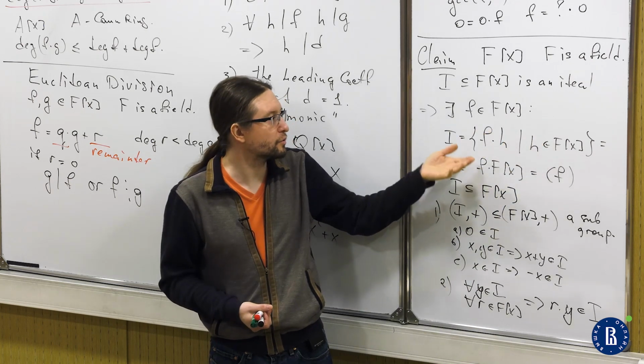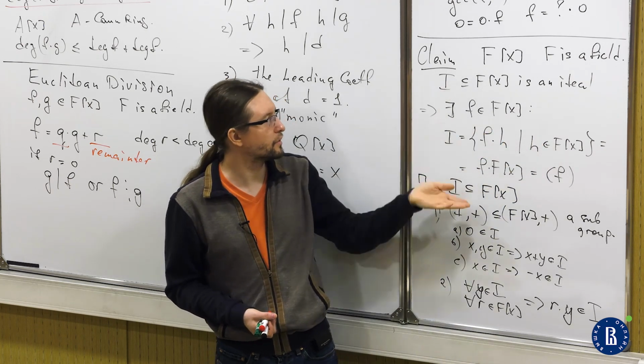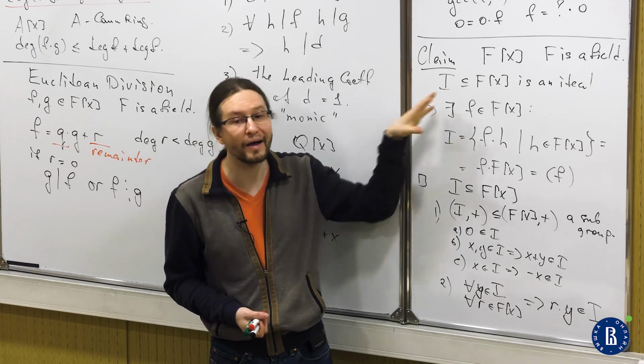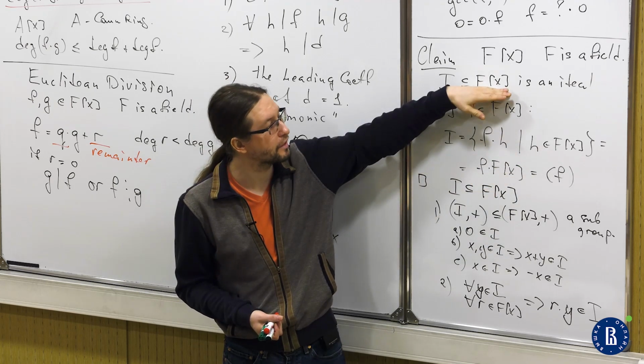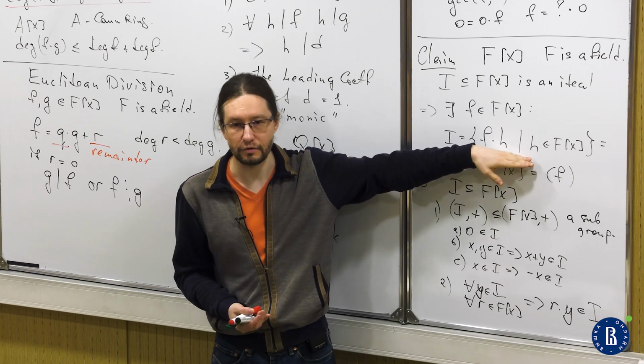So this subset is indeed an ideal. Now, this was more or less the arrow in the opposite direction. So now we want to show that there are no other ideals. If we take an arbitrary ideal, it will definitely have this form, okay?